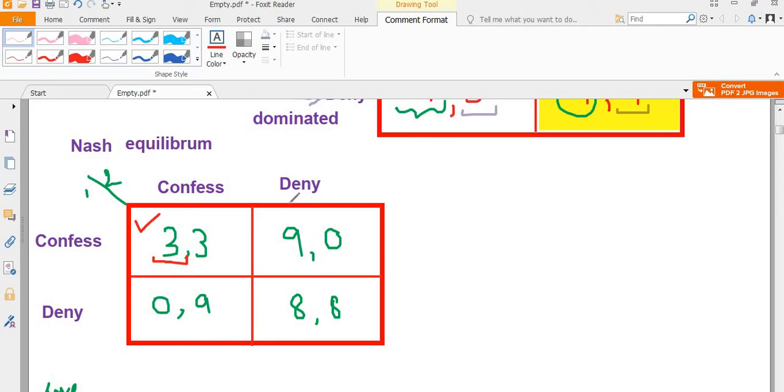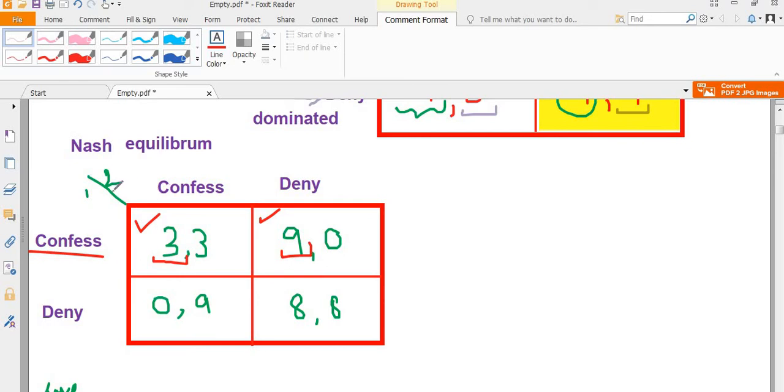Suppose I as player 1 have reasons to believe that player 2 denies. If I confess, I get 9. If I deny, I get 8. 9 is better than 8, so I'm better off confessing. So again, confess is the dominating strategy. If you forgot about dominated and dominating strategy, I suggest you look up the previous video. It's simply like, whatever the other person does, I'm better off doing this.